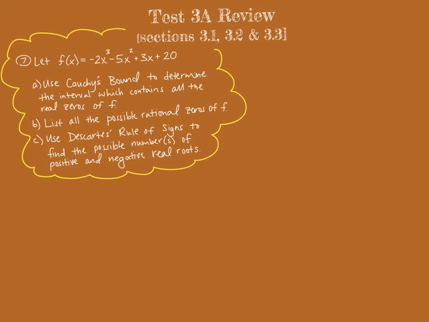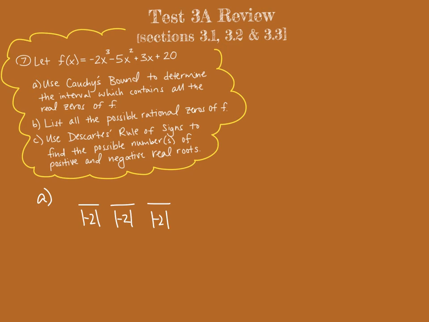Here we're given a cubic polynomial, and the first thing we want to do is use Cauchy's bound to find the interval that contains all of our real zeros. In order to do this, we have to decide what M is. M is going to be the largest of these numbers, so we'll have 3 of them, and in all the denominators, it's the absolute value of our leading coefficient. Our leading coefficient here is -2.